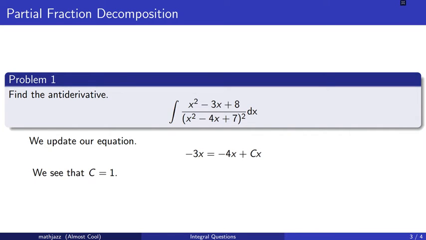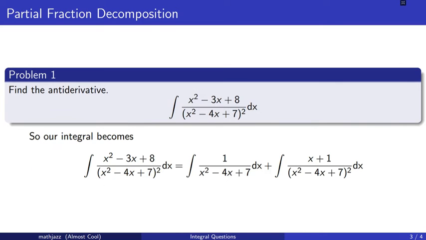So we plug in that information. A is 0, b is 1, c is 1, d is 1, and we get this as our new integrals. We're going to split the integral. So we have the integral of 1 over x squared minus 4x plus 7. That's our first fraction. And x plus 1 over the square root of x squared minus 4x plus 7. That's our second integral.